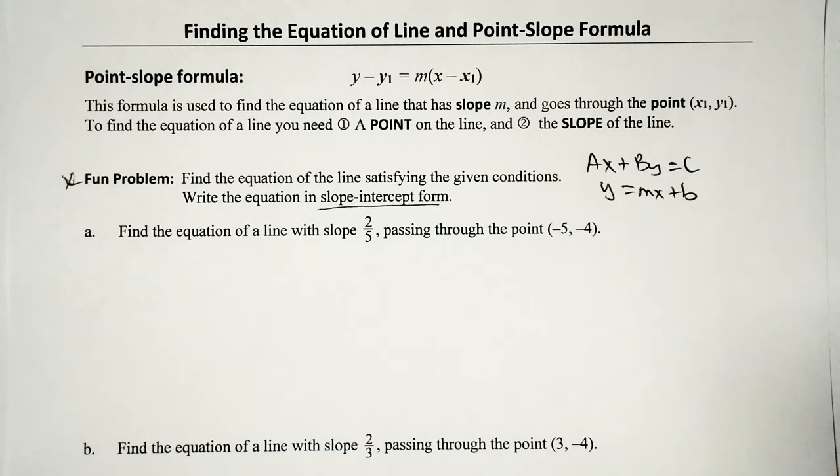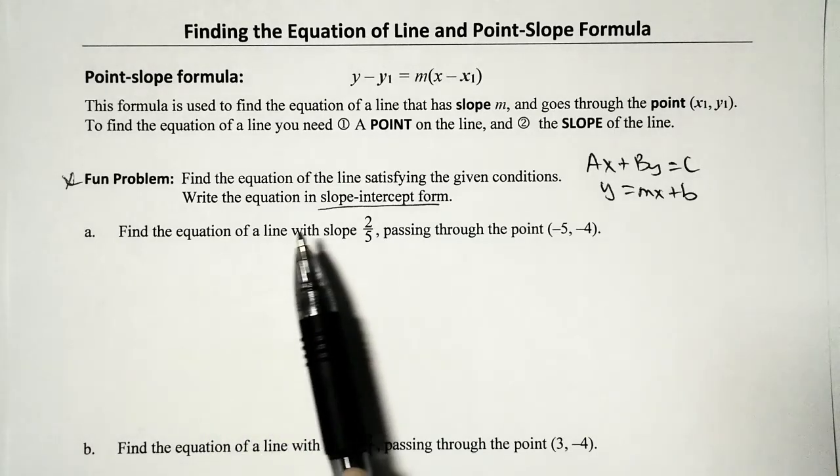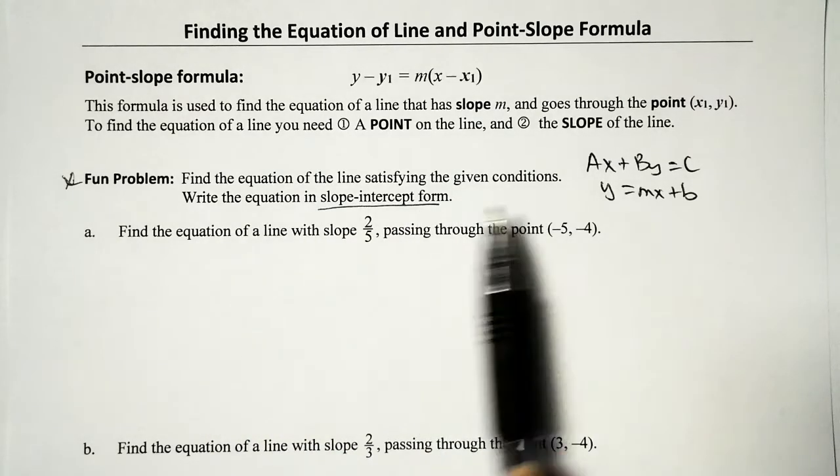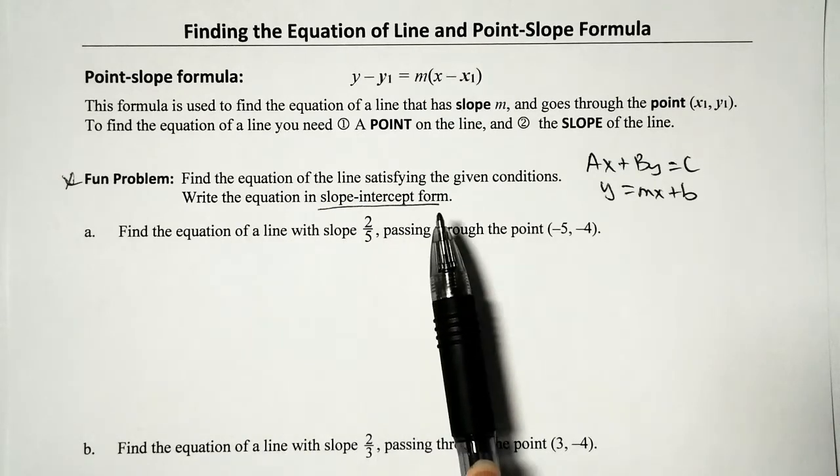Okay, so we are going to take a small break from graphing equations, and we're going to focus on finding the equation of a line. Today's objective is to find the equation of a line given certain information. So the directions read: find the equation of the line satisfying the given conditions. Write the equation in slope-intercept form.